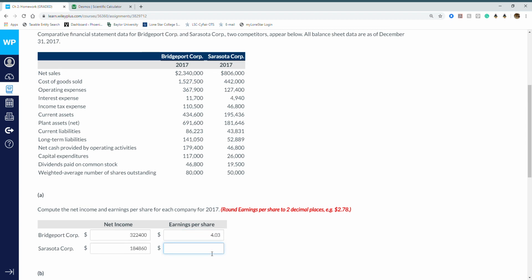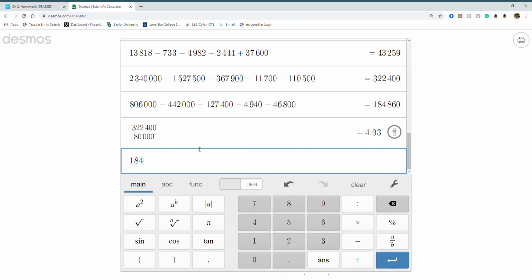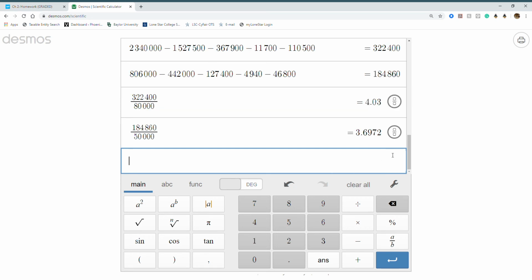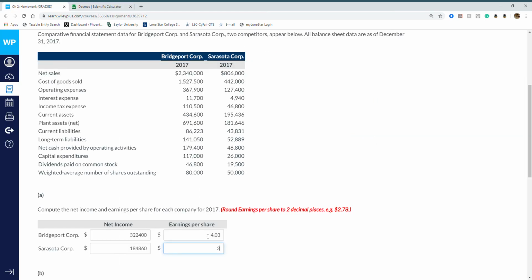Okay. Then we have 184,860 divided by 50,000. Sometimes that's the one bad thing about this calculator. So this is 3.697, but we rounded, so it's like 3.7. But again, they want 2 decimal places, round each one. So always follow what it states on the rounding. So right now we can see earnings per share, Bridgeport is doing better than Sarasota. Okay. Let's see how well they're doing on the others.